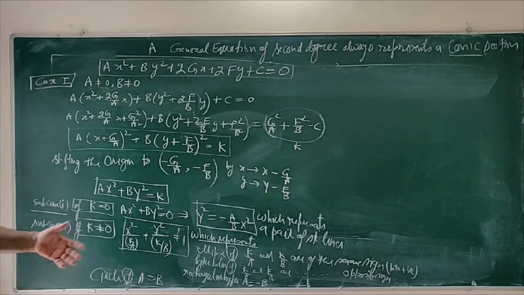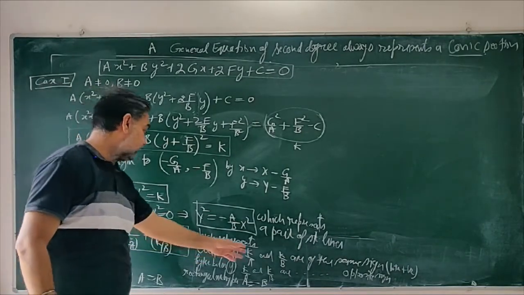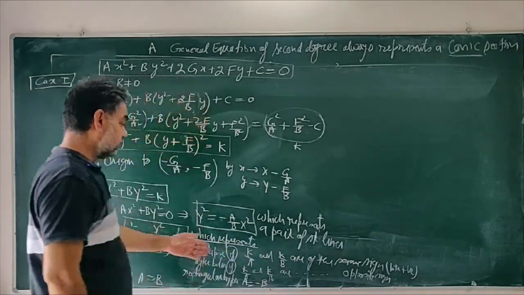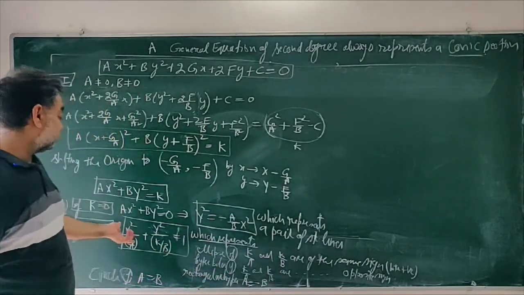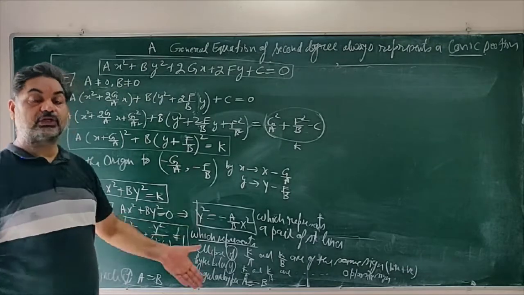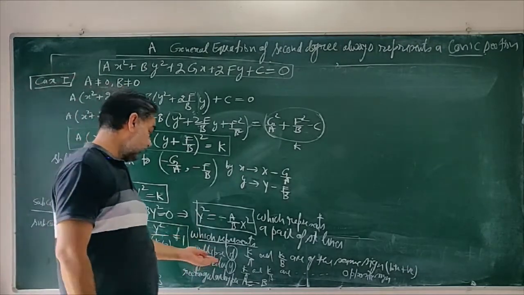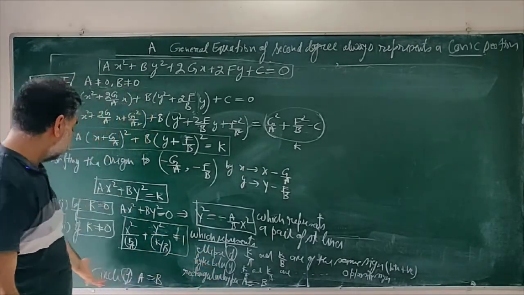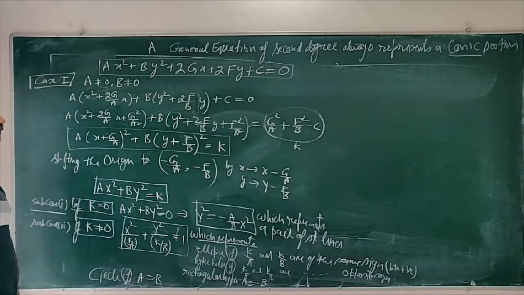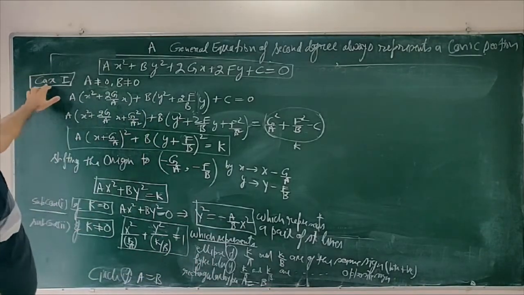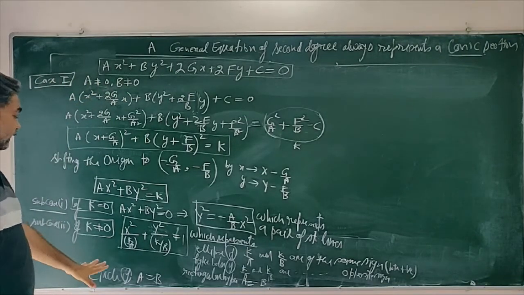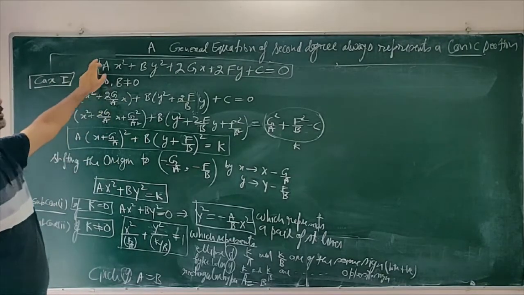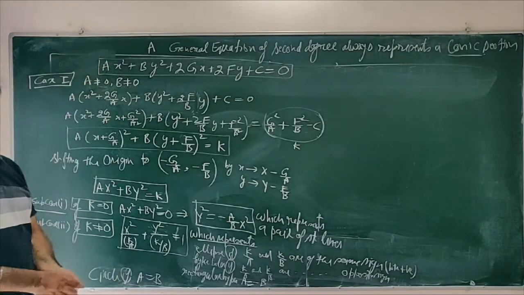So you will see that in all these cases, whether k over a or k over b are of the same sign or opposite sign, this equation always represents a conic section. It represents an ellipse or hyperbola or rectangular hyperbola or a circle. So in this main case, when a is not equal to 0 and b is not equal to 0, we have discussed that this equation always represents a conic section.